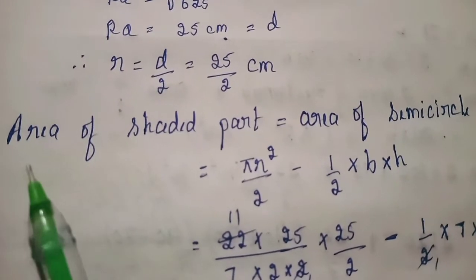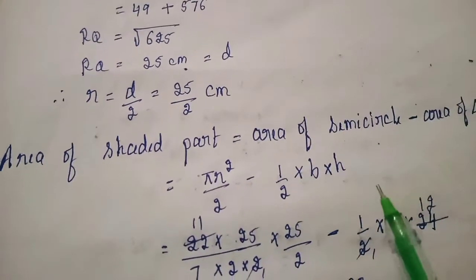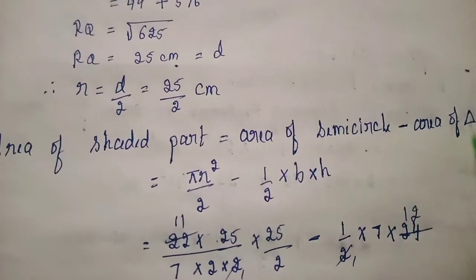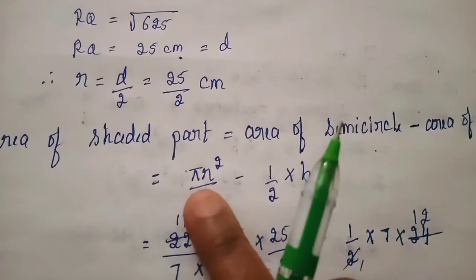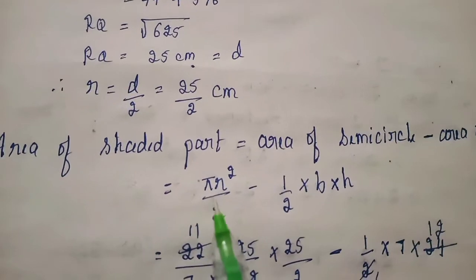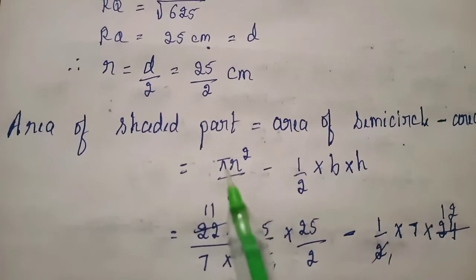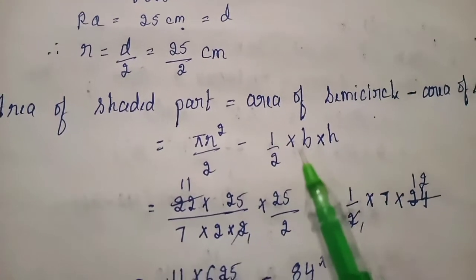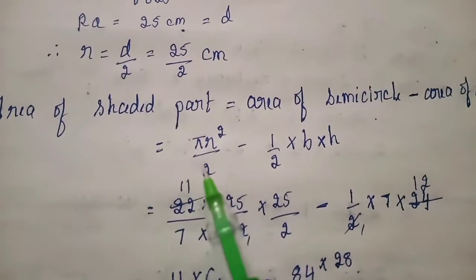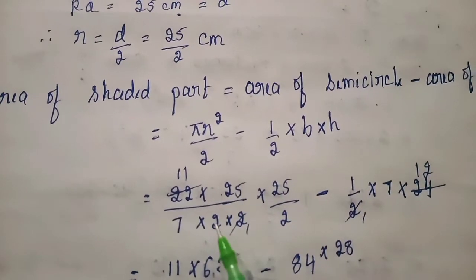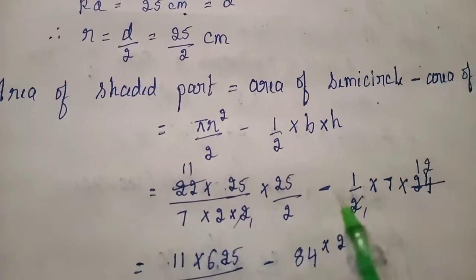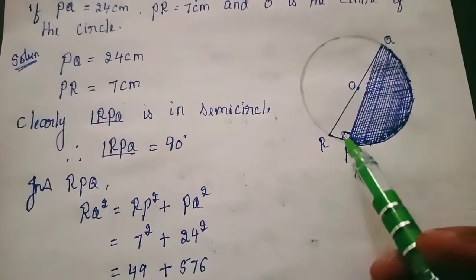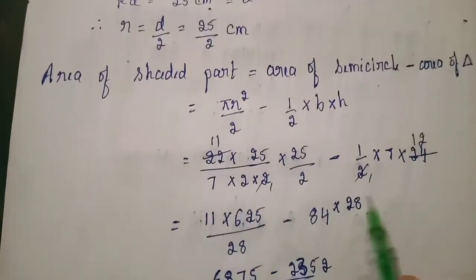Now, area of shaded part equals, as I said, area of semicircle minus area of triangle. What is the area of semicircle? You know that area of circle is pi r square, so area of semicircle is half of the circle, that is pi r square by 2, minus half into base into height. Pi is 22 by 7, into 2, write as it is here, and r is 25 by 2, another r is also 25 by 2, minus half into base. You can see here base is 7 centimeter and height is 24 centimeter, given in the question. Substitute.